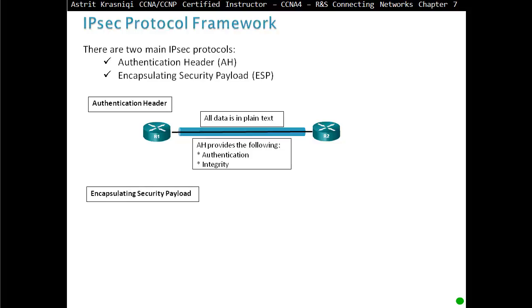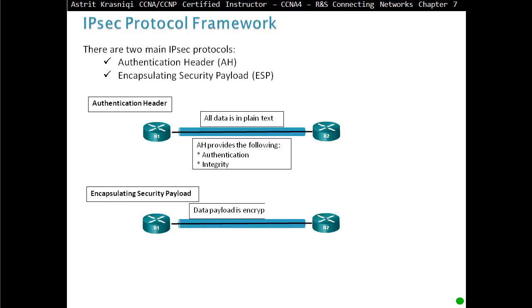And then the second, which is most used here for IPsec, we have Encapsulating Security Payload. The data payload is encrypted now. So ESP does provide encryption, authentication, and integrity. So you have to remember, authentication header doesn't provide encryption, just authentication and integrity, while ESP provides encryption, authentication, and integrity.